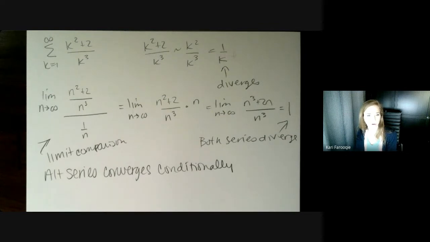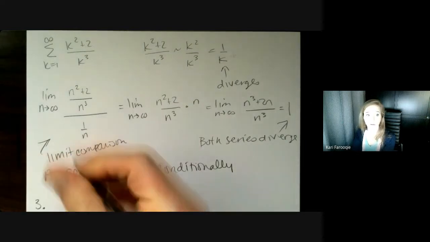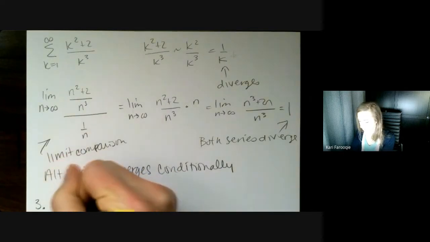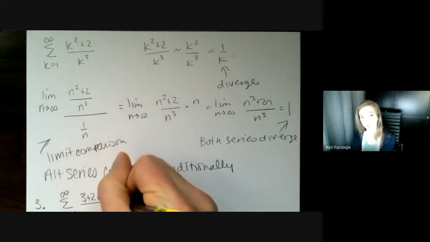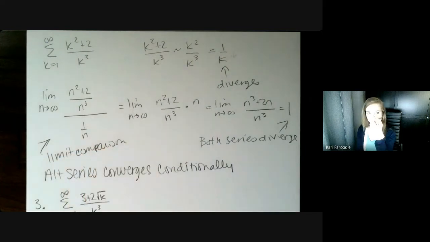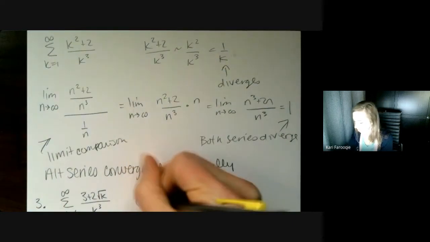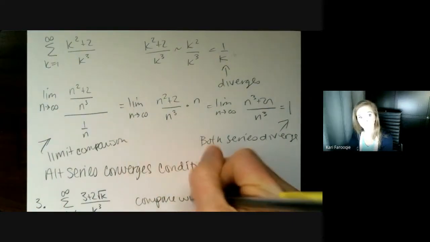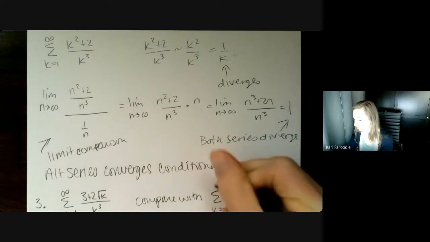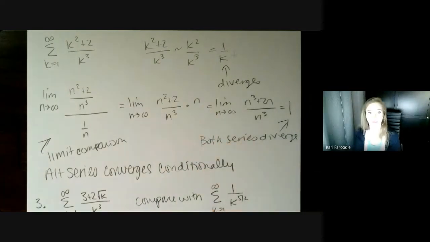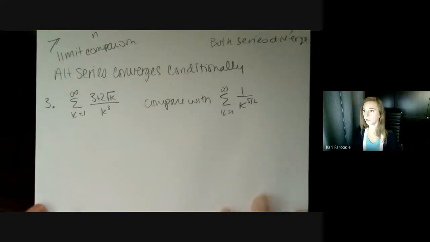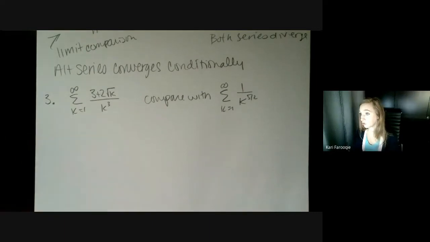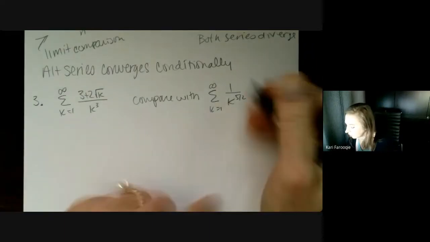Okay, so another one that I gave you that I specifically asked you to do limit comparison with was number 3. And this was 3 plus 2 square root k divided by k cubed. And I asked you to compare with the series 1 over k to the 5 halves. So 1 over k to the 5 halves is convergent because it's a p series and p is greater than 1.